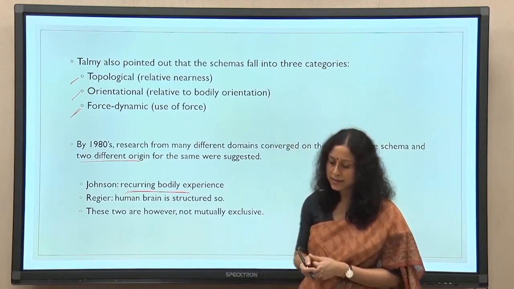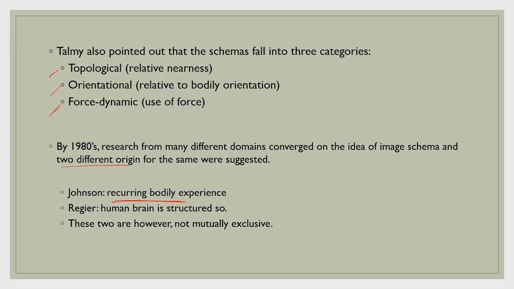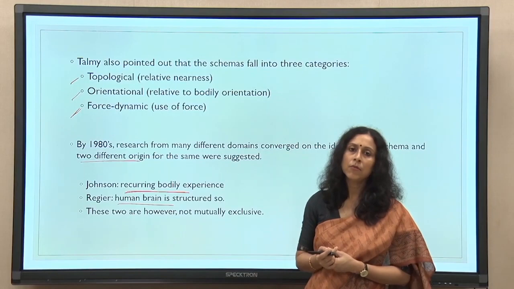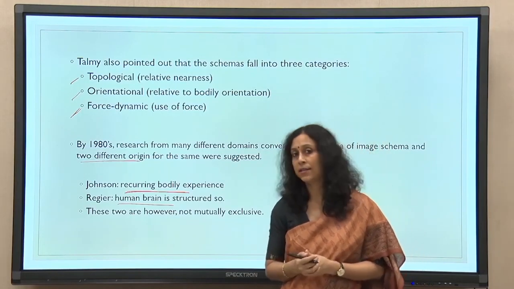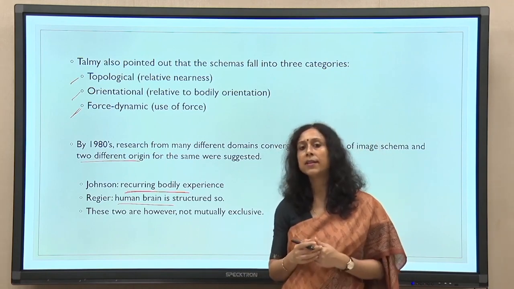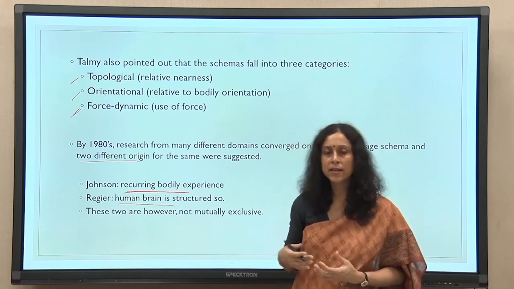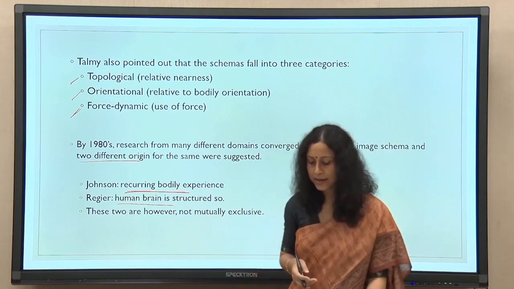Johnson's work has been seminal in this area. So, we are talking about only him, even though everybody has talked about the same thing. Johnson and his colleagues will say that the origin is bodily experiences. But on the other hand, there are other people who say that the human brain is structured so. If the human brain had no capacity to create such abstractions out of experiences, then it would not be possible. Now, it is important to remember that both of these can be correct at the same time. They are not mutually exclusive. On the one hand, the human brain is capable of abstracting a schematic understanding from various recurring patterns of physical experiences.